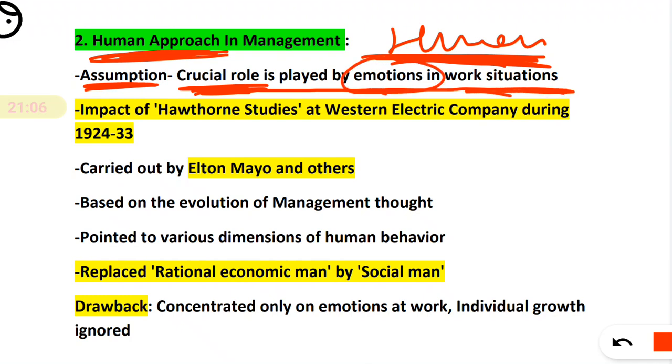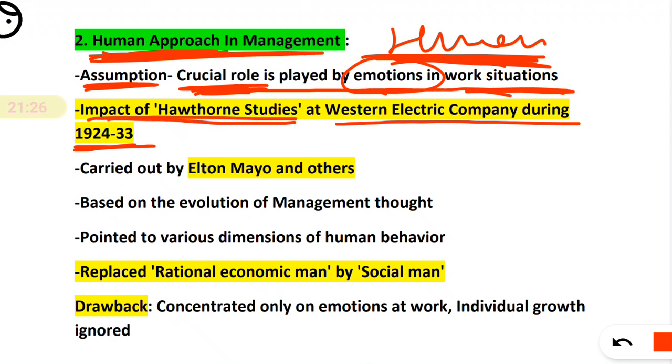Next, the impact of the Hawthorne studies at Western Electric Company during 1924 to 33. So remember why the human approach was popularized in management, because of the impact of the Hawthorne studies at Western Electric Company during 1924 to 33. Okay, and who carried out that study? It was carried out by Elton Mayo and others.